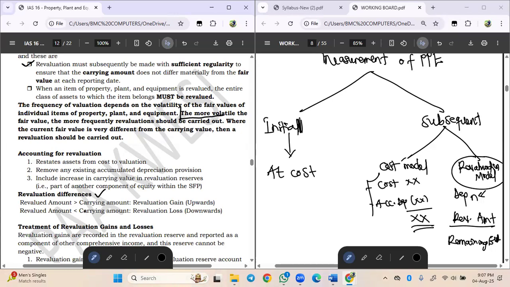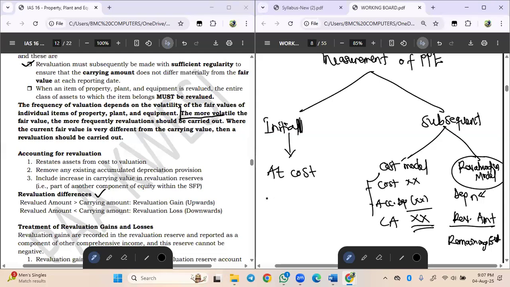If we talk about revalued amount, it means if you talk about revaluation gain, it means the revalued amount is higher than the carrying amount. Again, carrying amount is the amount that you have in your books, the organization has in its books. So carrying amount, we are saying the cost minus accumulated depreciation. So this is the carrying amount.